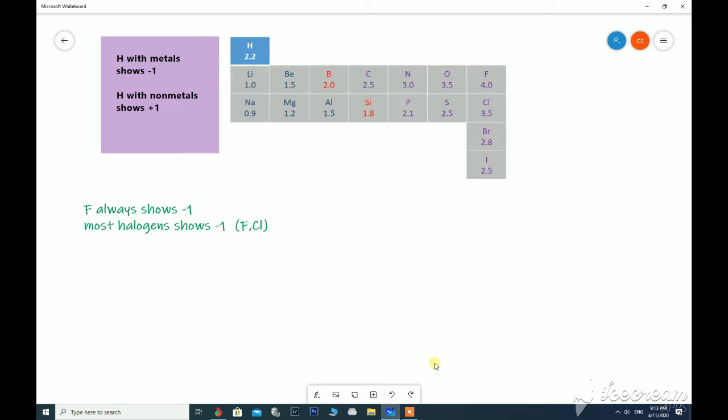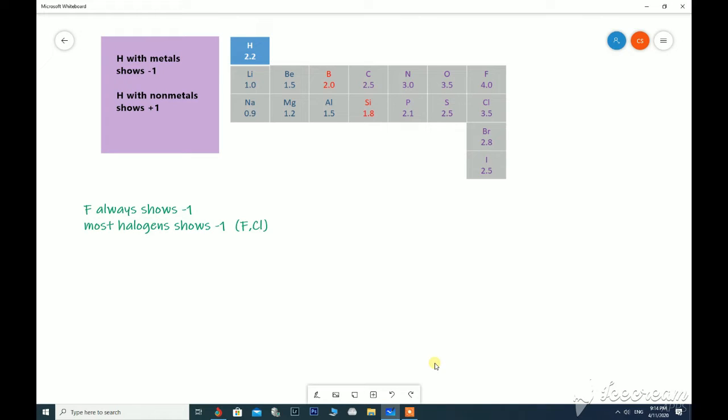And let's see about hydrogen. Hydrogen with metals shows -1 and hydrogen with non-metals shows +1 as the oxidation number. The reason is electronegativity. The electronegativity value of hydrogen is 2.2. Here you can see it is more than the metals and it is less than the non-metals. So hydrogen with metals shows -1 while hydrogen with non-metals shows +1 as the oxidation number.